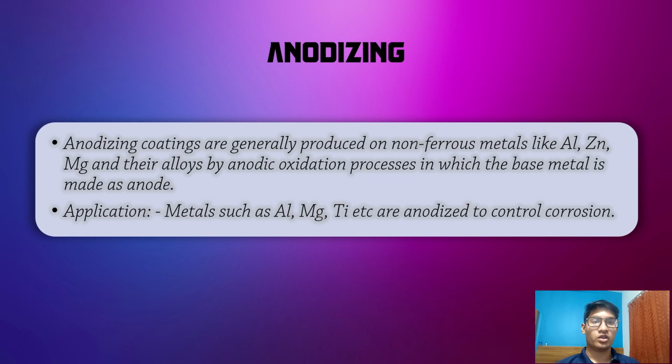Anodizing. Anodizing coatings are generally produced on non-ferrous metals like aluminium, zinc, magnesium and other alloys by anodic oxidation processes in which the base metal is made the anode. Application: metals such as aluminium, magnesium, titanium, etc. are anodized to control corrosion.